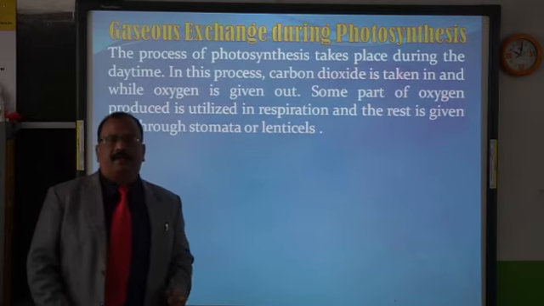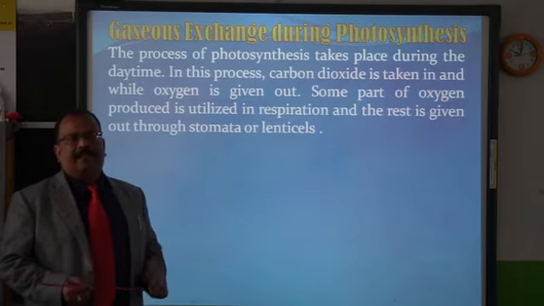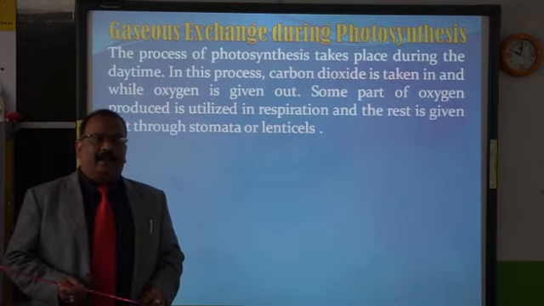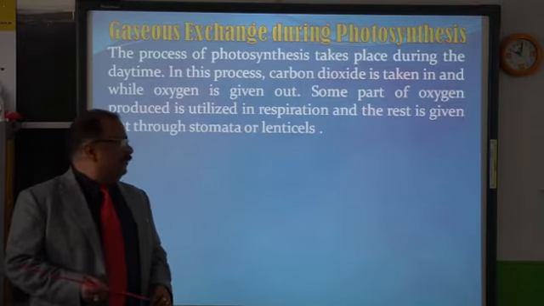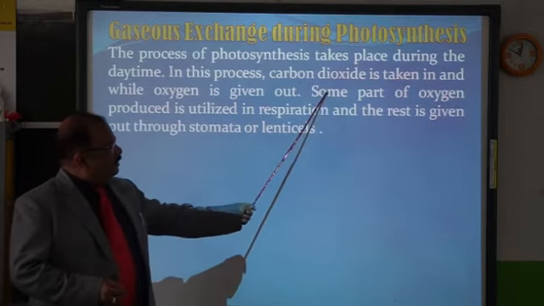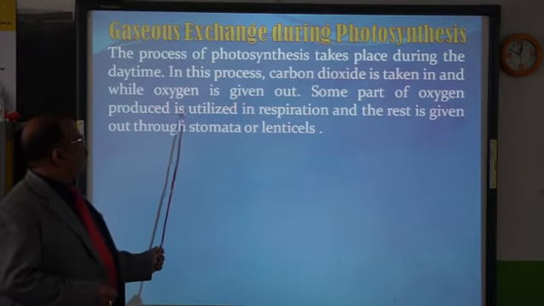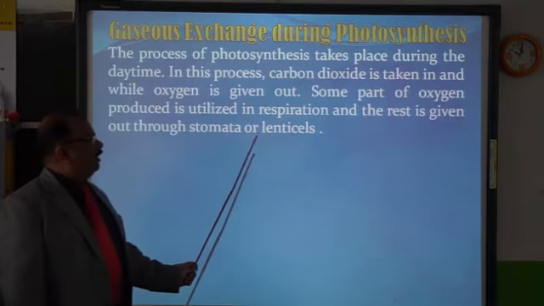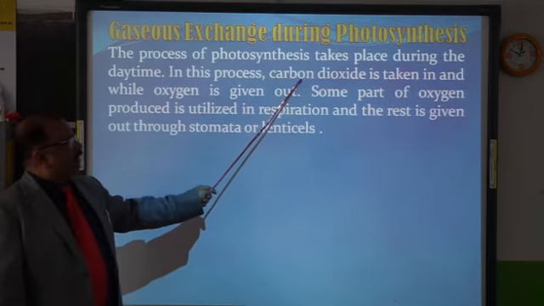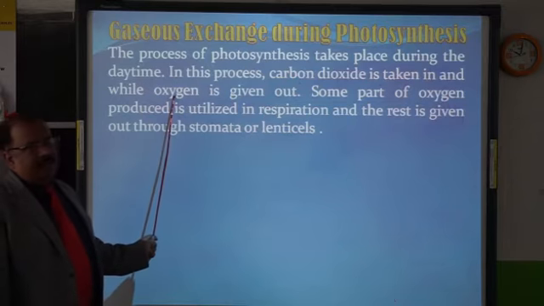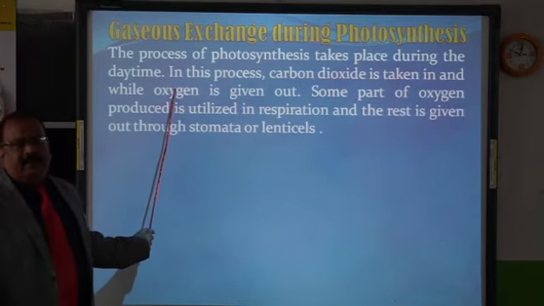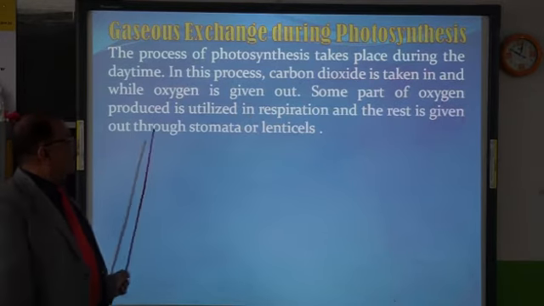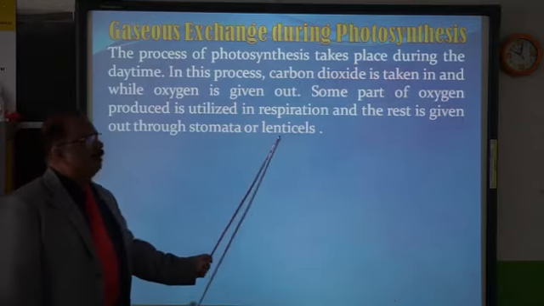Since they are producing oxygen, what do they do? They keep some oxygen for themselves for respiration, and whatever they don't require, they give off in the atmosphere through the stomata or lenticels. So they take carbon dioxide and produce oxygen. They use a part of it in respiration, and the rest is given out in the atmosphere through stomata or lenticels.